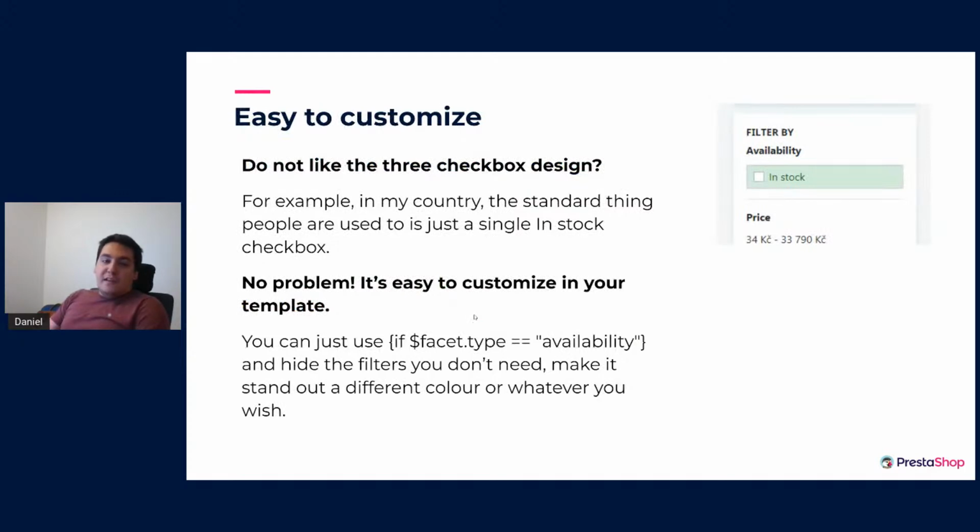If you don't like the 3 checkbox version, you can customize it quite easily, because in the template you can access the facet type, and you can style only this filter, for example. In Czech Republic, the normal thing is just the in stock checkbox, so you can filter it quite easily and hide the other things. And for example, if you have a collapse on filters, you can have it only on features and not on the stock, and have it separately and always open.